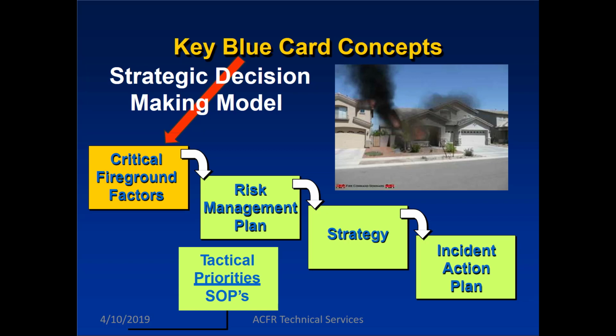So strategy, what are we looking to do here? How are we going to mitigate this? Is it going to be offensive, defensive? Are we going to mitigate an exposure first? What's the problem here? Set up that incident action plan, and then figure out what our tactical priorities are based on our SOGs. So we'll establish those tactical priorities and have the task level assignments made to follow that incident action plan that will follow into our strategy, following the consideration of risk management and those critical fireground factors.